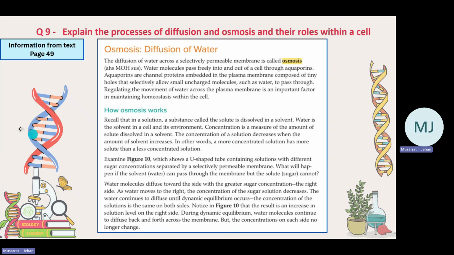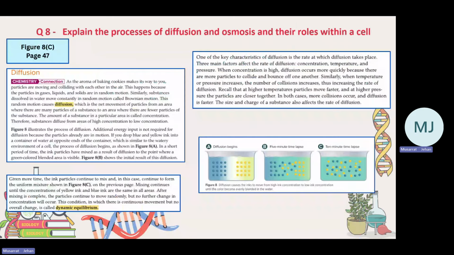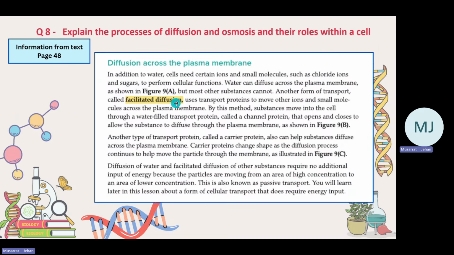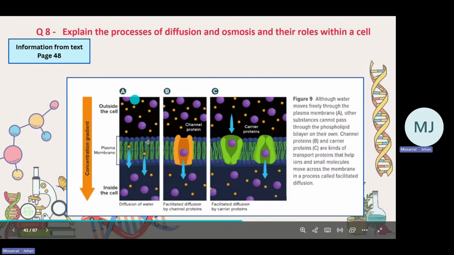Let's move further. Then again in question number 9, they're talking about the same diffusion, but diffusion of water alone through a selectively permeable membrane. When water is diffusing through a selectively permeable membrane, we give it a special name. We call it osmosis. It is diffusion, but through a selectively permeable membrane. Here, this is diffusion, no selectively permeable membrane. But when it is taking place through a selectively permeable membrane, this is an example of osmosis.